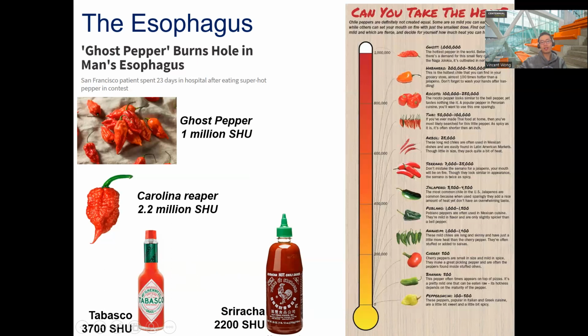Like sriracha is 2200. Okay, this is from their website. Okay, Tabasco is a little bit hotter. Okay, but when we talk about a ghost pepper, right, or jalapeno, do we have jalapeno here?